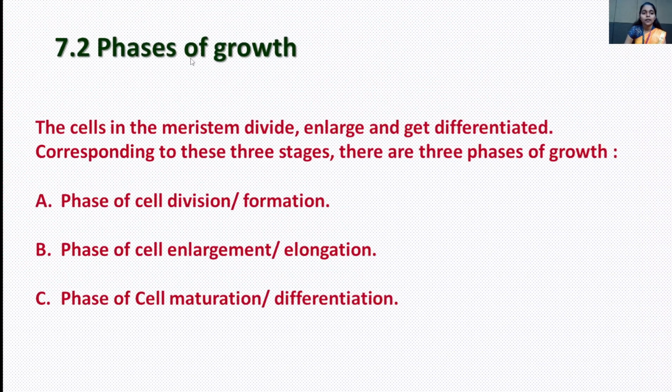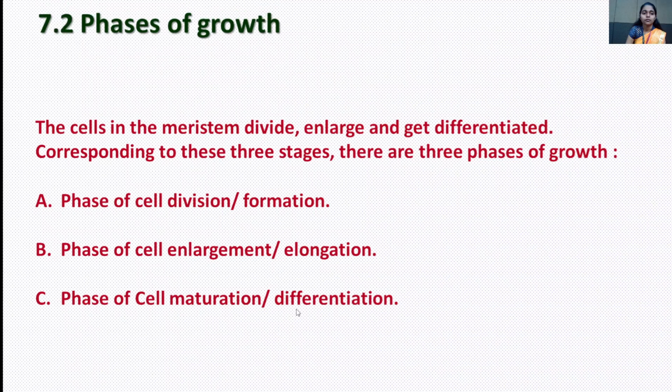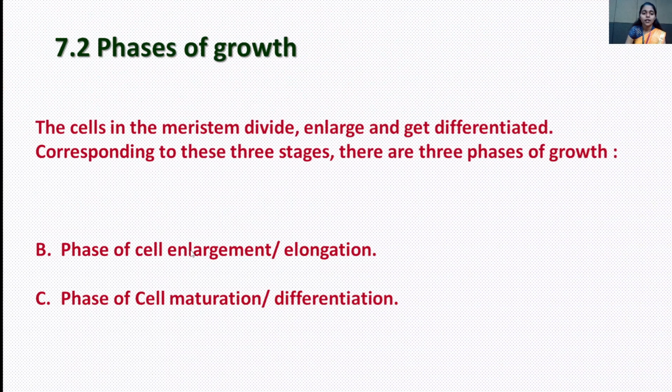So, next point is phases of growth. The cells in the meristem divide, enlarge, and get differentiated. Corresponding to these three stages, there are three phases of growth. These are the three phases of growth: phase of cell division or formation, phase of cell enlargement and elongation, and phase of cell maturation and differentiation. Moving to the next slide.